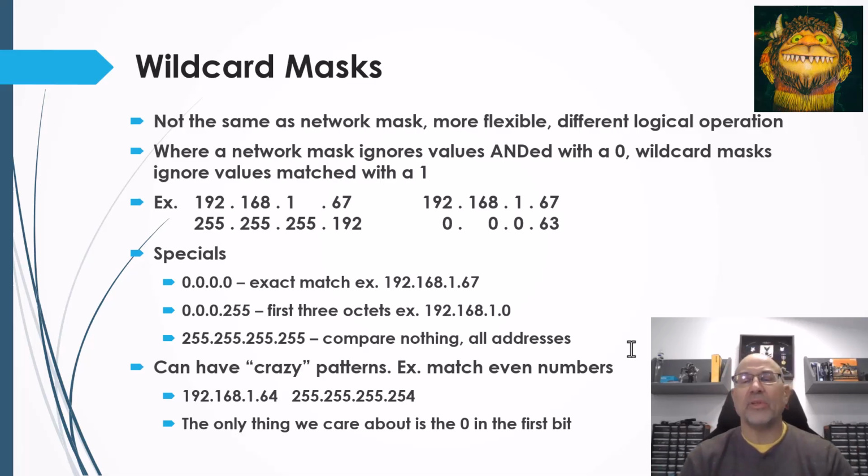So the one on the bottom of the slide here says, I've got this 192.168.1.64, but the wildcard mask of 255.255.255.254 matches almost nothing. In fact, the only thing that it cares about is that there's a 0 in the last bit of the IP address. In other words, it only likes even numbers. So that's what I mean when I say that you can use any crazy pattern in wildcard masks that you want. You just have to be aware of the IP addresses or the patterns that you want to match.